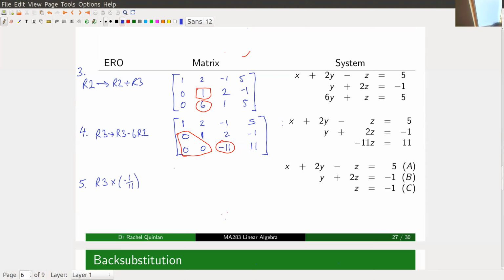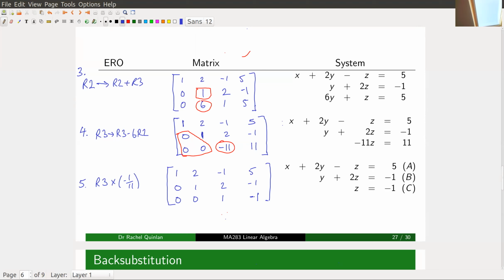And that, for this example, because this example was chosen to have a nice solution, gives us a relatively nice form. 0, 1, 2, minus 1 in row 2, and in row 3, we're multiplying by minus 1 over 11, so we get 1 here and minus 1 here. Okay, and so at this stage, we've eliminated the variable x from both equation 2 and equation 3.